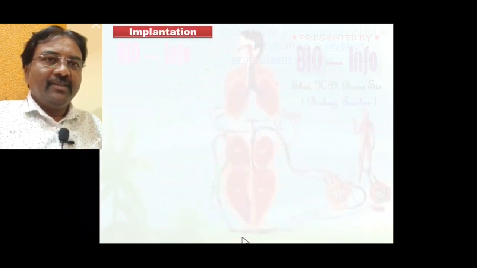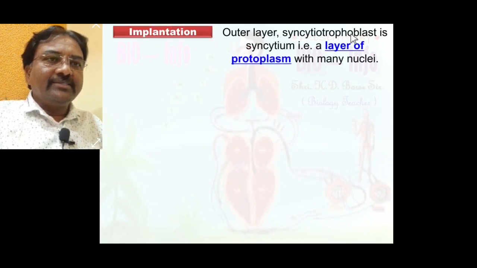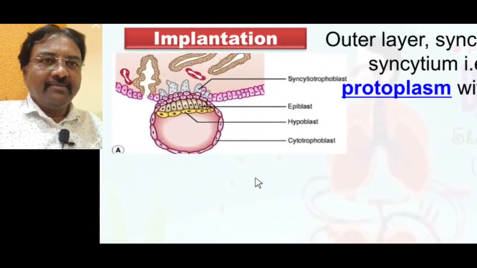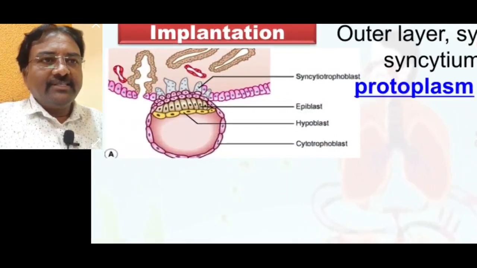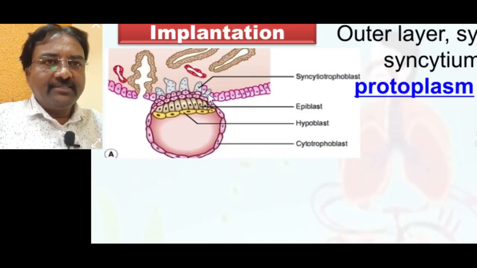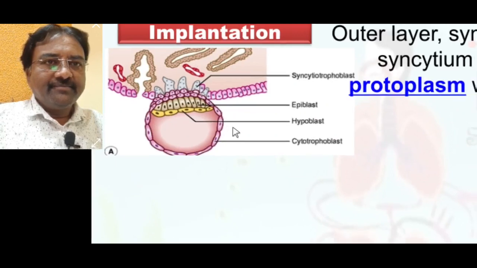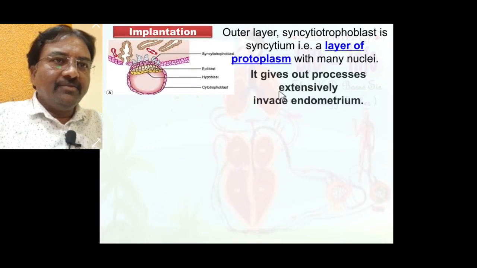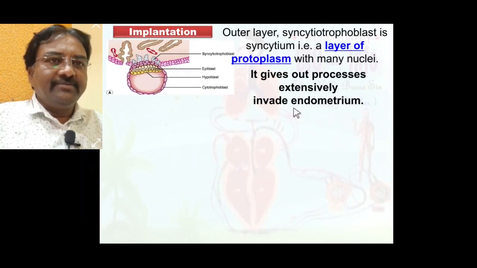Now, the outer layer, the syncytiotrophoblast, is a syncytium, that is, a layer of protoplasm with many nuclei, seen here in the diagrammatic representation. In the syncytiotrophoblast, the many nuclei give out processes that extensively invade the endometrium.